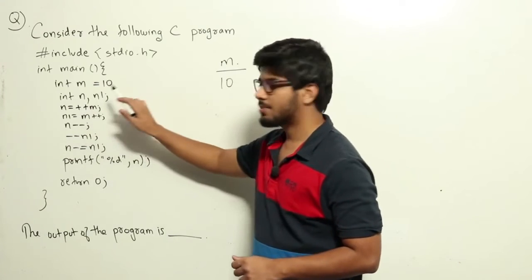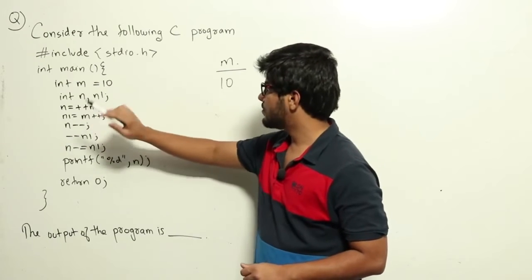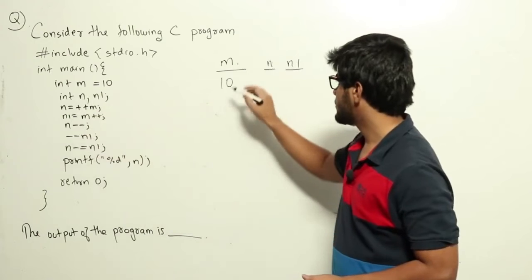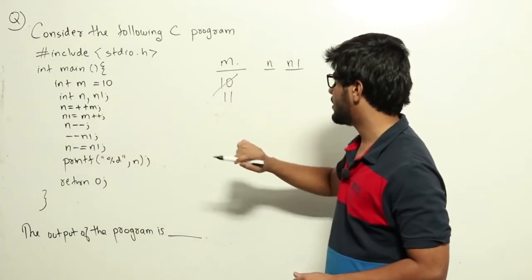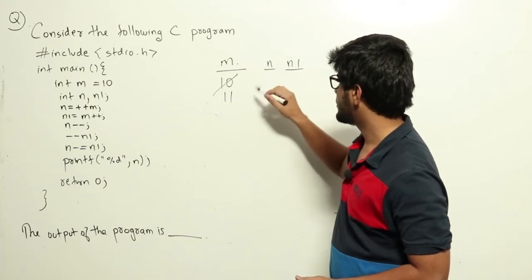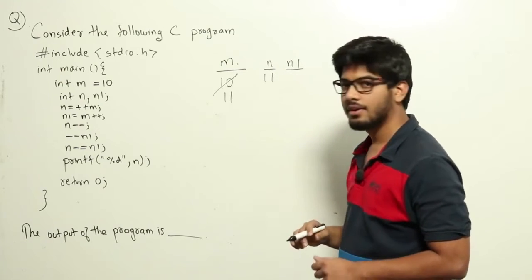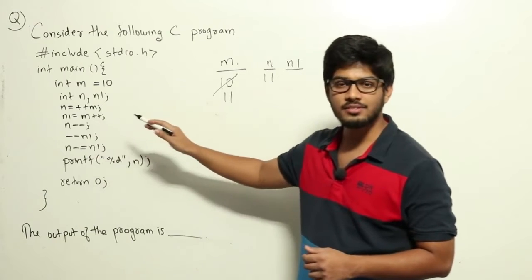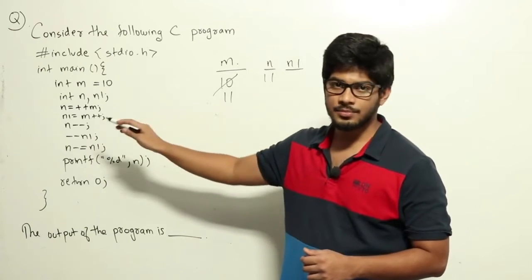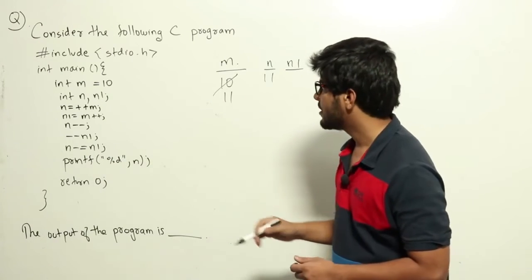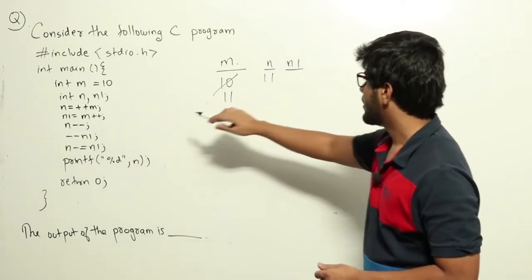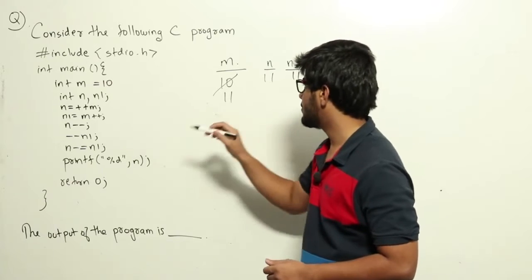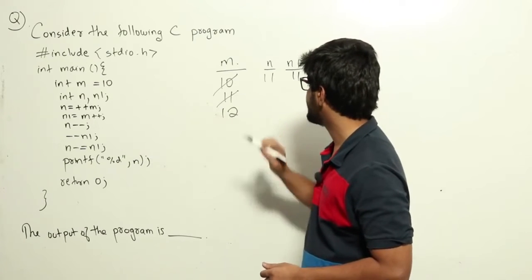Now n equal to plus plus m. When we do plus plus m, it will increment the value of m first and then assign the incremented value to n. So m becomes 11 now, and that is assigned to n, meaning n becomes 11 now. Now the next statement is n1 equal to m plus plus. So when we are doing m plus plus, it will first assign the value of m to n1 and after that it will increment, meaning n1 is assigned the current value of m, that is n1 becomes 11, after that m is incremented, so m becomes 12 now.